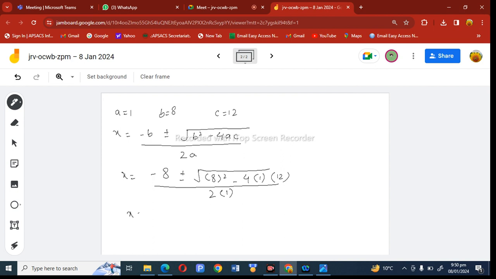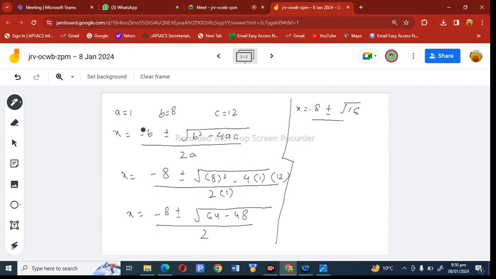Okay, x is equal to negative 8 plus minus the square root of 8 times 8, which is 64, minus 48, over 2. So x would equal negative 8 plus minus the square root of 16 over 2.